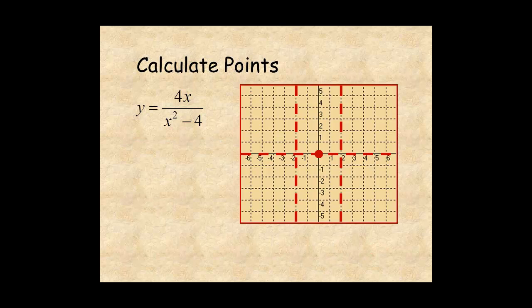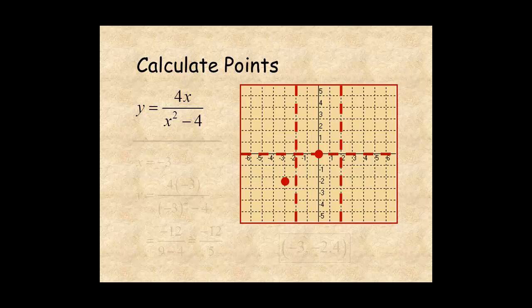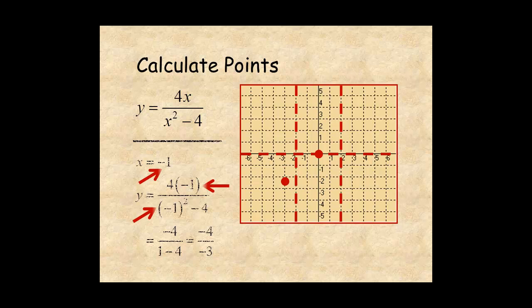Next, calculate at least one point on either side of both VAs. Starting at the left, for x equal negative 3, y equals negative 12 over 5. And so there's a point at negative 3, negative 2.4. For x equal negative 1, y equals negative 4 over negative 3. And so there's a point at negative 1, 4 over 3.